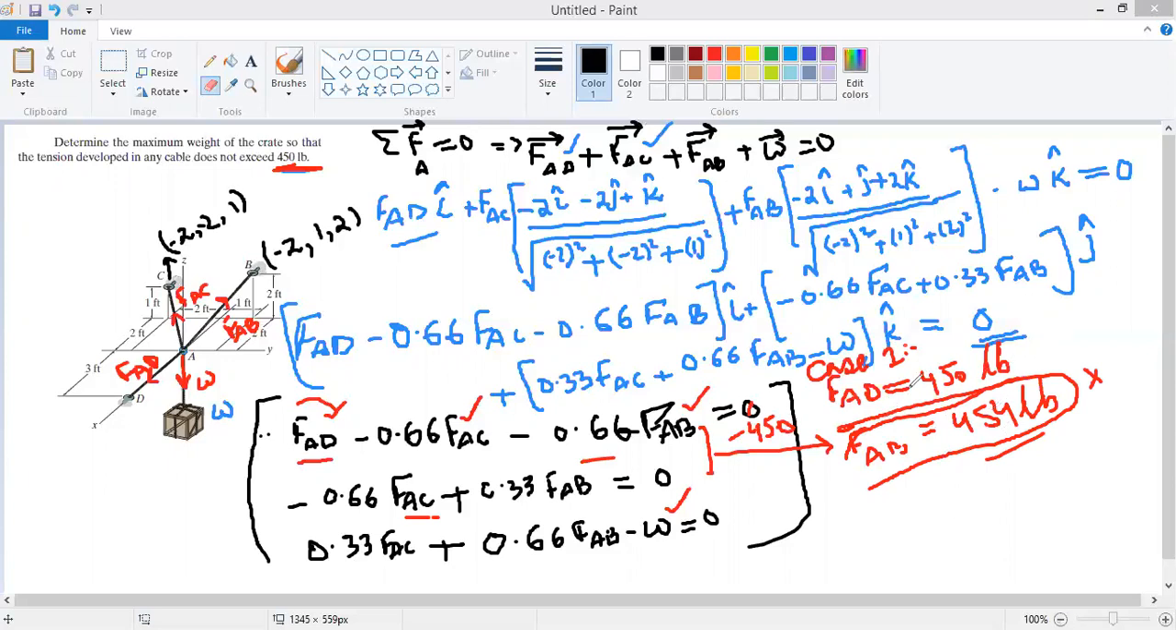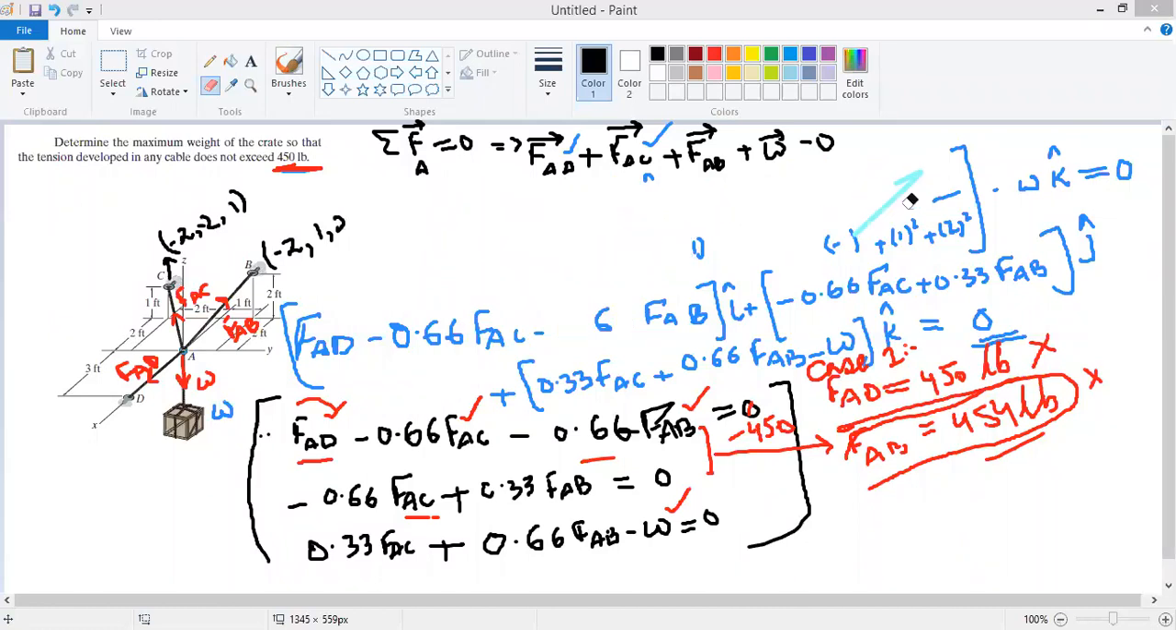So it means our assumption of FAD equal to 450 pounds is not correct. We have to change our condition. So case number one does not hold, and let's make use of case number two.